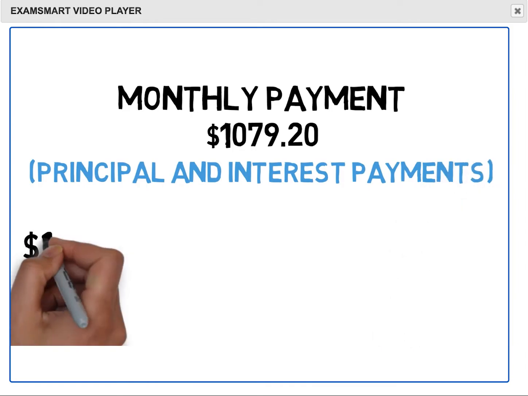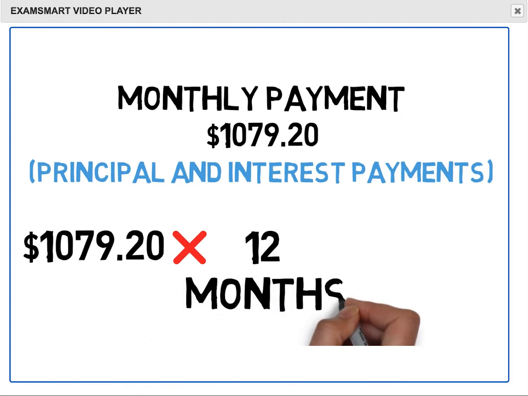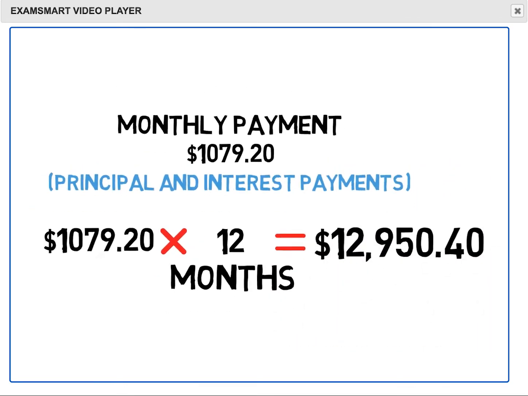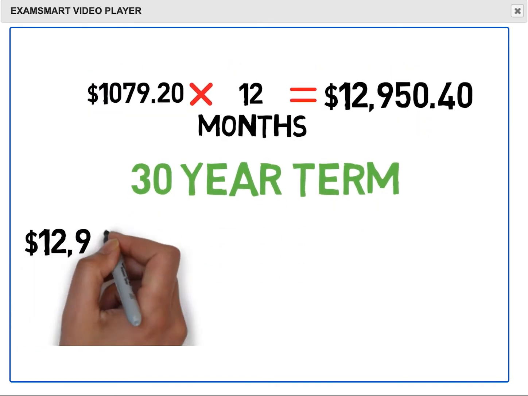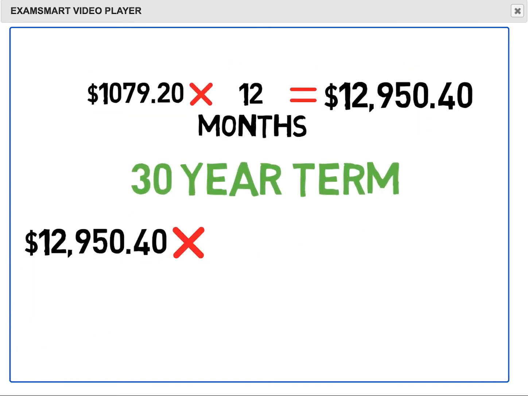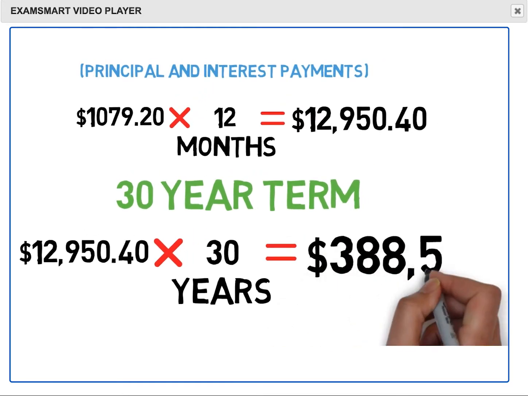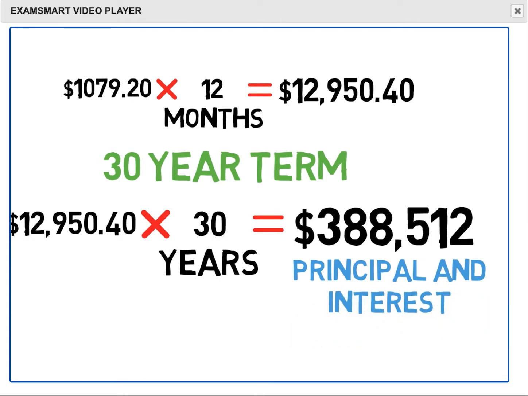Let's take the $1,079.20 times 12 months to find out how much we pay each year in principal and interest, and that will give us $12,950.40. Since this is a 30-year term, the borrower will pay that annual amount over 30 years. So if we take $12,950.40 times 30 years, that gives us a total payback of principal and interest over the entire loan of $388,512. That represents P&I, or principal and interest.